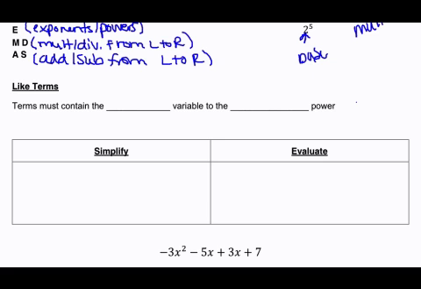Now, in order to combine like terms or simplify, terms must contain the same variable and be to the same power. So if we have 2 different variables, we cannot combine those terms. They have to have the same variable. The other thing to remember is they have to have the same power. And we're going to look at an example of that in just a second.